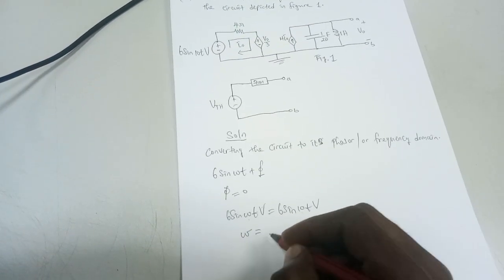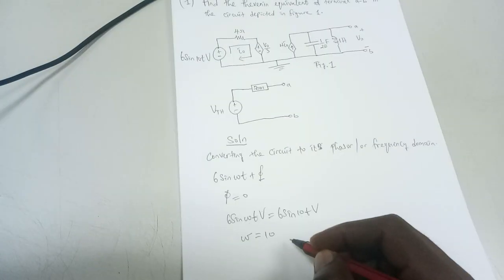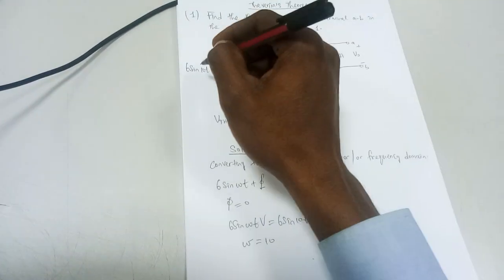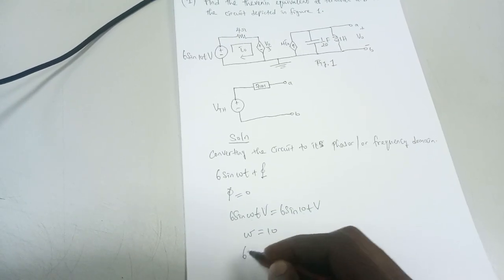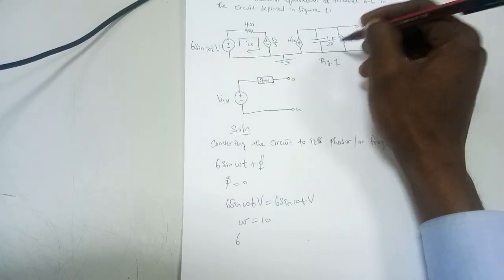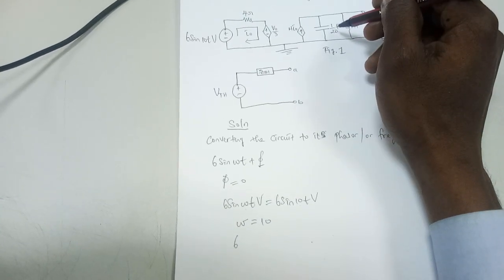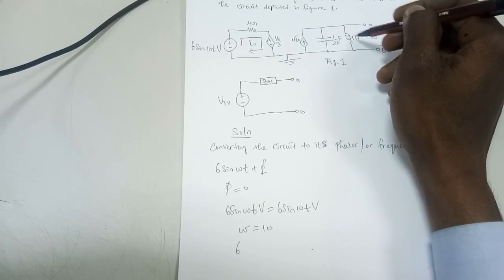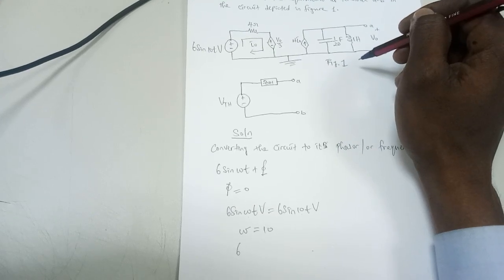So omega, the angular frequency, is equal to 10. Therefore the input signal acts at an angle of 0, and we can consider just the magnitude, which is 6. Next, we are going to convert the components. This is the capacitance, and here this is the inductance of this part of the circuit.